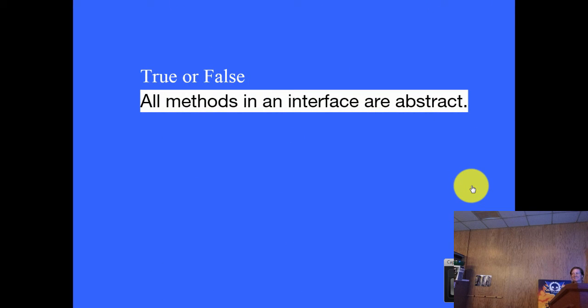Hey, that's a good one. It's a true or false. All methods in an interface are abstract. That means they're not written out. That means they're not implemented. Remember that they have them there, but there's nothing in the guts of them. We have to write the guts. So yeah, they're abstract.